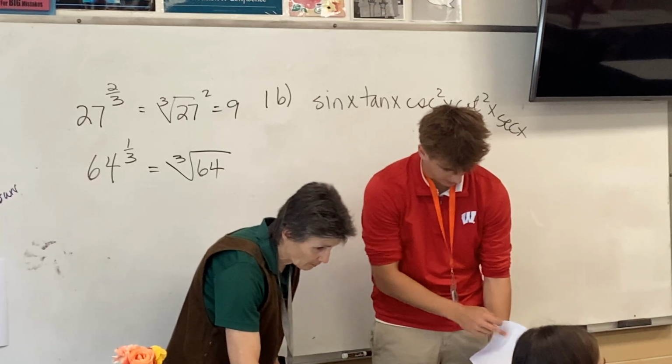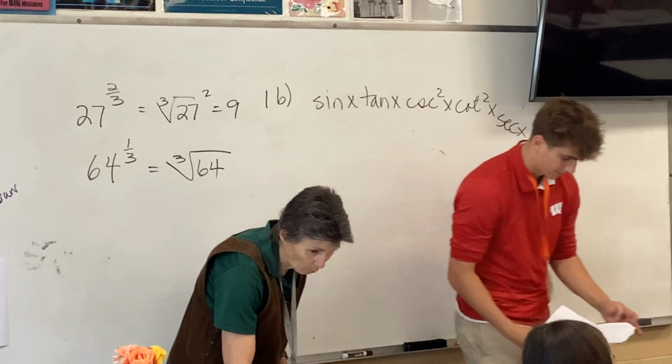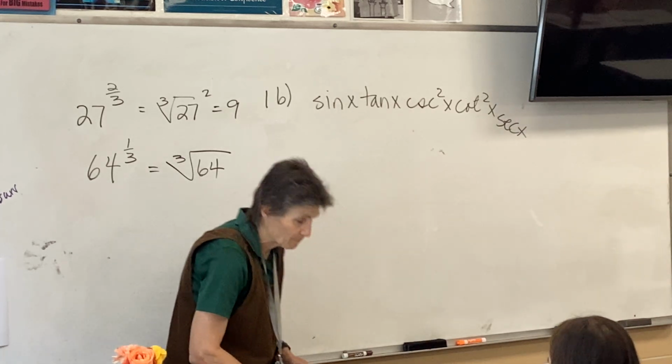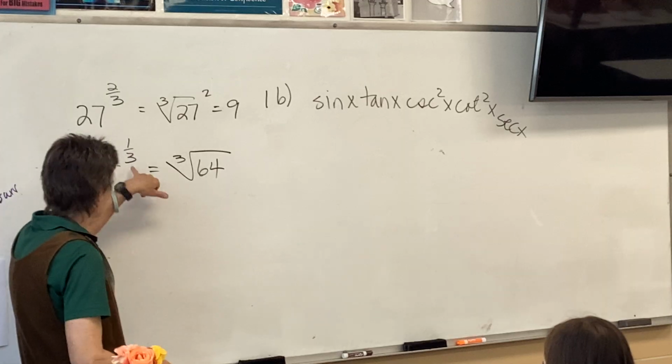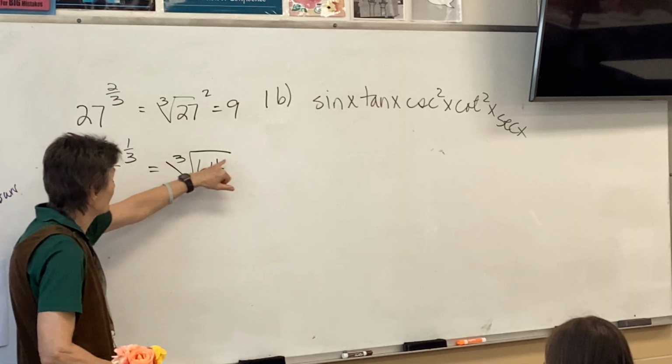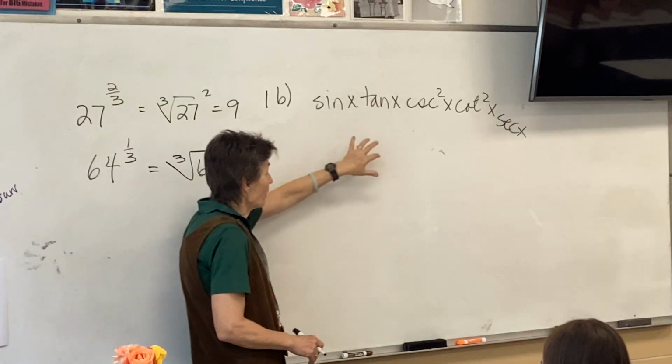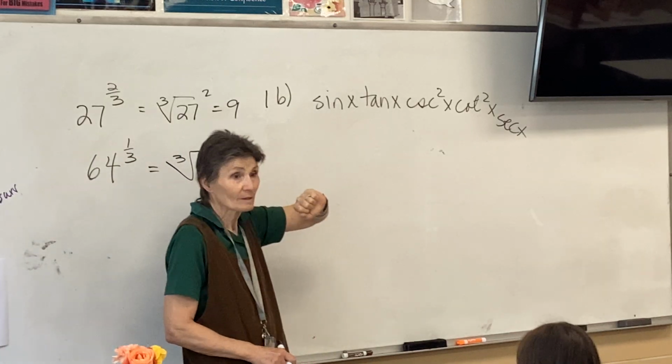Okay. So remember, the point of reviewing is to do problems we don't know what they do. All right. So the denominator gives me the root, the numerator gives me the power. So cube root of 27 squared. All right. How about this one?